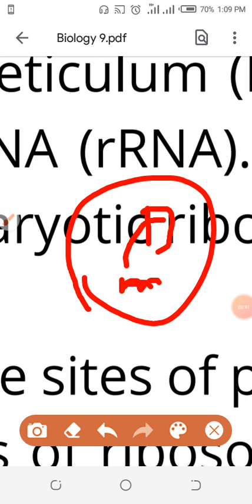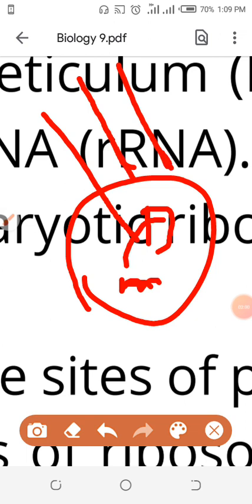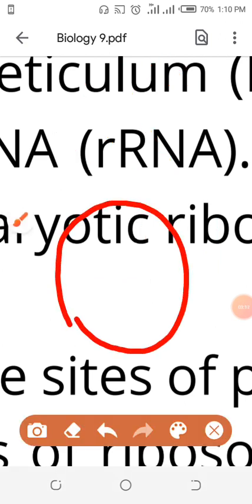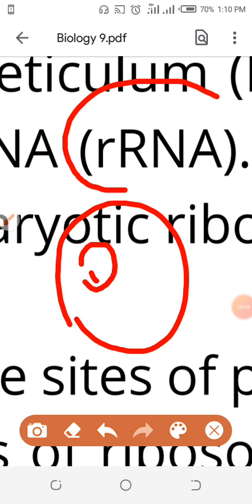When the message was copied from the DNA to the messenger RNA, what was the next step? The message went outside through the tubes, the endoplasmic reticulum, and the messenger RNA went to the ribosomes, and the ribosomes formed protein, which you will discuss in this topic. Now my point is that the nucleolus formed another significant RNA. What was that RNA? Ribosomal RNA.